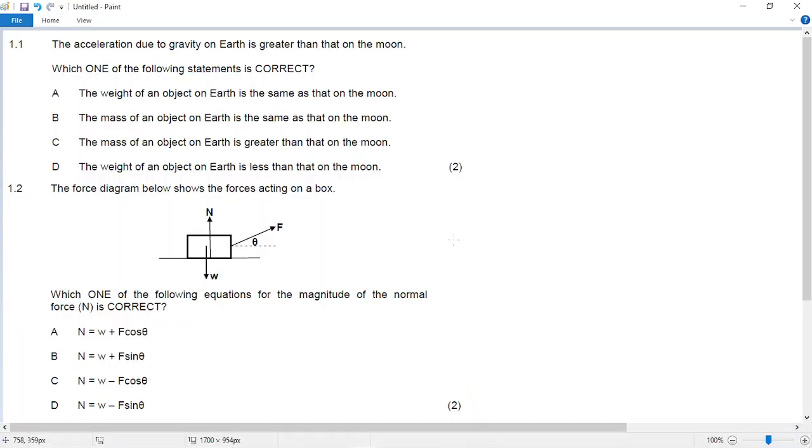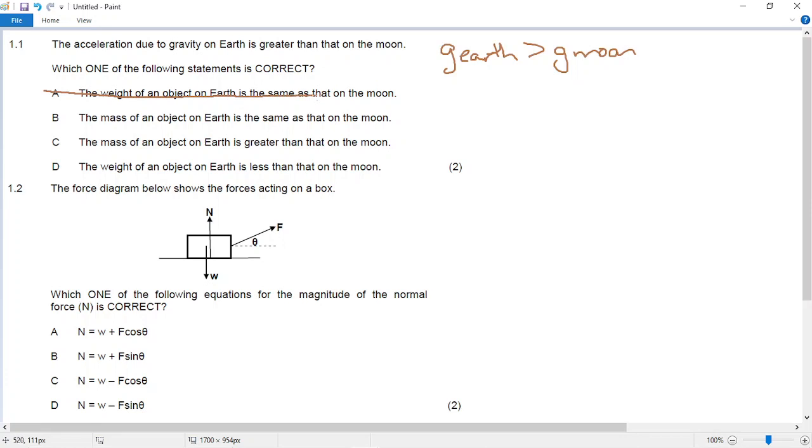Okay, this is the November 2017 Physical Science Paper 1, Multiple Choice Questions. It says the acceleration due to gravity on Earth is greater than the acceleration due to gravity on the Moon. Which one of the following statements is correct? The weight of an object on Earth is the same as that on the Moon.